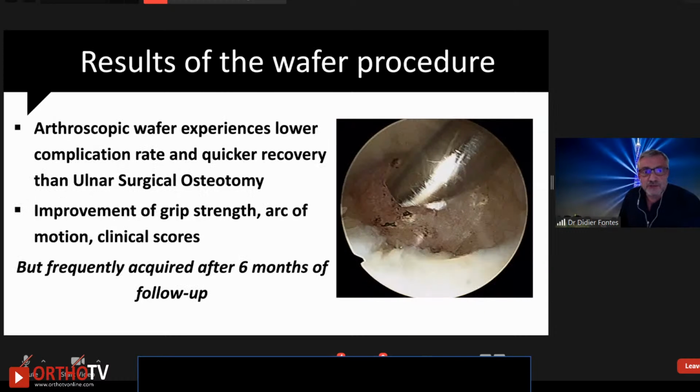So concerning the results of this wafer arthroscopic procedure, it has a lower complication rate and quicker recovery than ulnar osteotomy. And we generally observe an improvement of grip strength, arc of motion, and clinical scores. But you will have to wait more than 5 or 6 months to have the definitive results. So it's sometimes rather long, and you have to explain that to your patient.